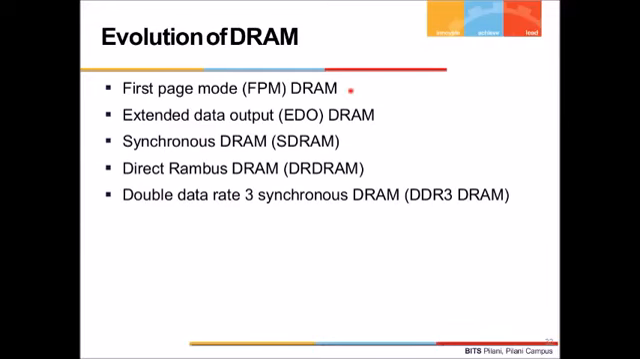DRAM as such has evolved. As time goes on, we get improved versions of DRAM. Initially it was FPM DRAM, then EDO DRAM, then SDRAM, then DRDRAM, and now the era of DDR. So DDR2, DDR3, like that, we are getting DRAMs nowadays.